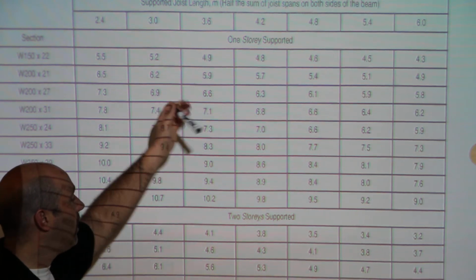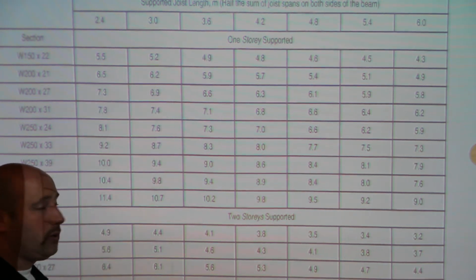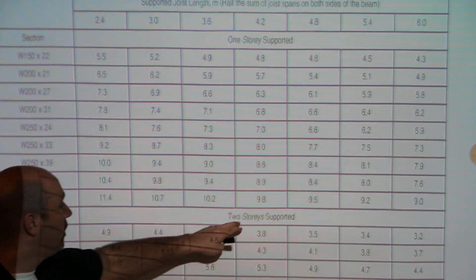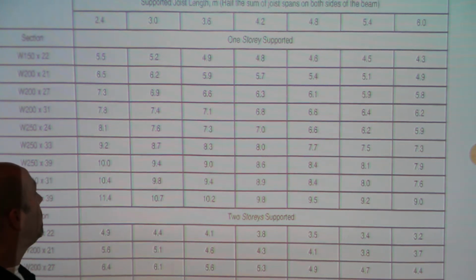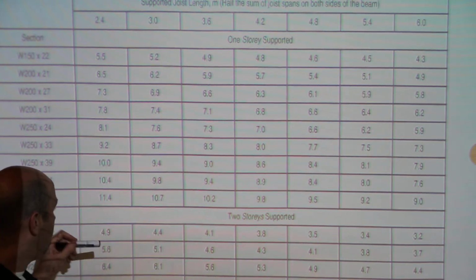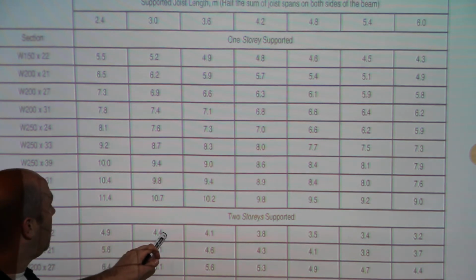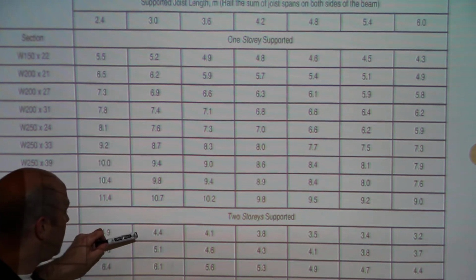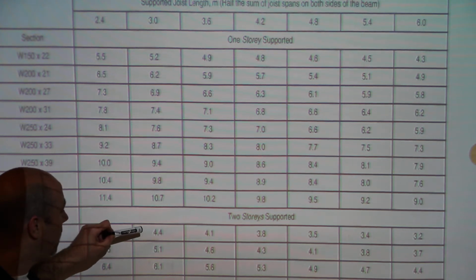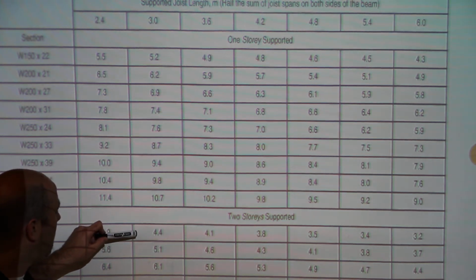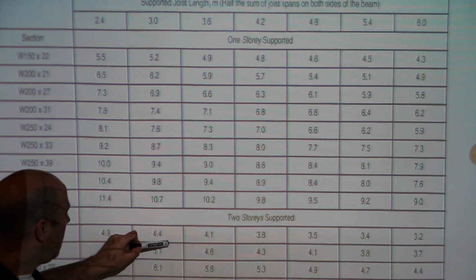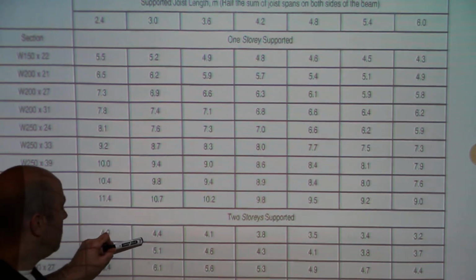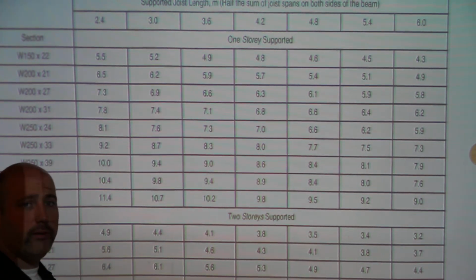This is for one story. This table is split into two halves. The second half deals with 2 stories supported. Now it's supporting 2 stories, and if we look at the same beam for a supported joist length of 3 meters, which is roughly 18 feet of supported joists on each side, you're going to end up with a span from one column to the next of 4.4 meters.